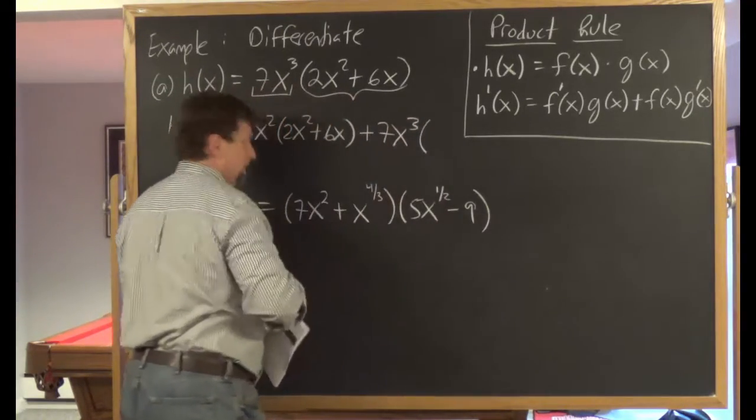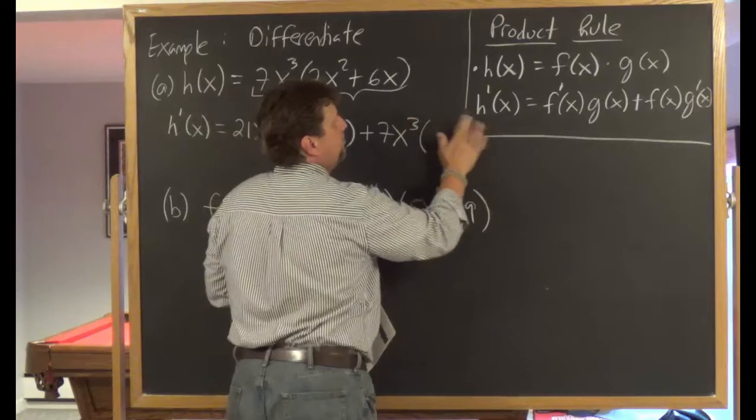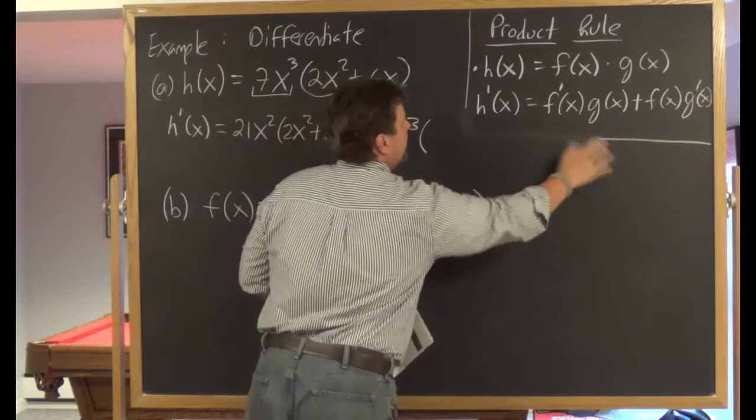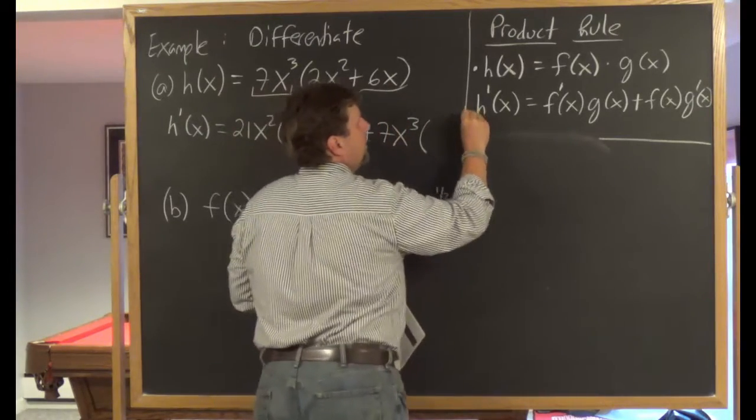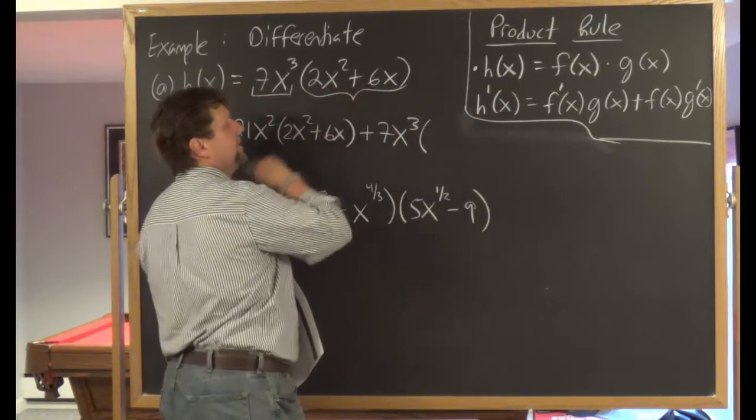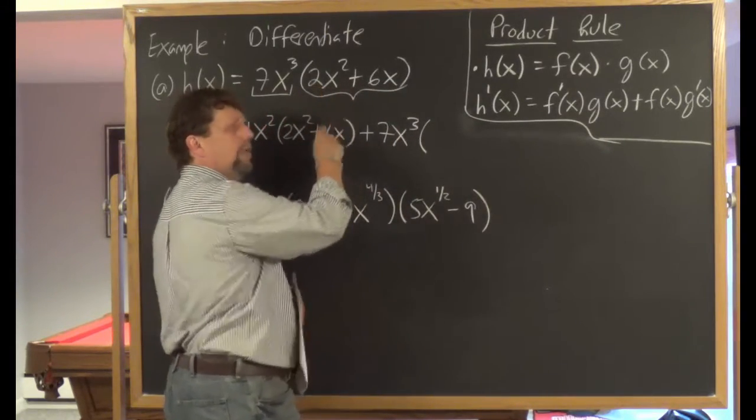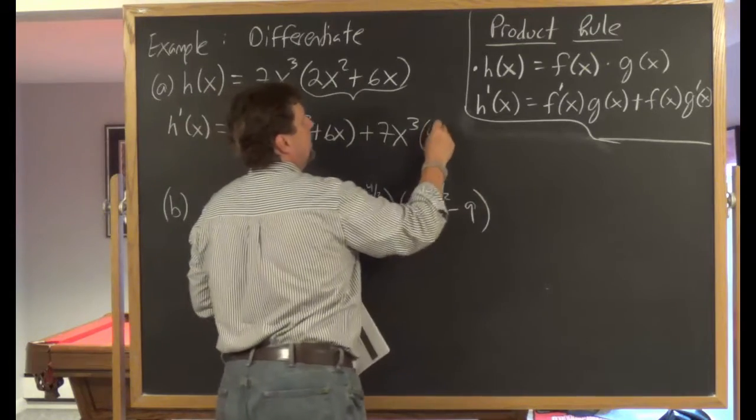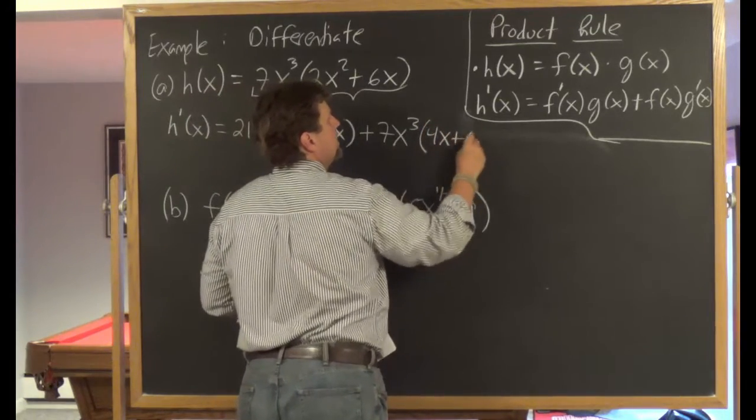Oh, it looks like I'm going to go into this box here, so let me just get rid of that. And so now I need to do the derivative of the second function. Well, the derivative of 2x squared plus 6x is 4x plus 6.